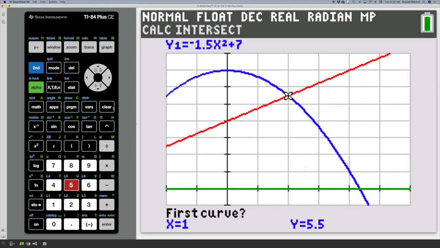Intersect first, right? Five, intersect. Okay, select number 5 and then come down. We have to be careful because there are three curves. So the first curve, yes, and you look at the color.